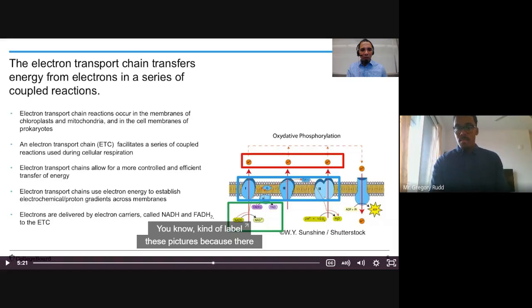So this is the process of oxidative phosphorylation. Oxidative, I think it's with an I actually. Using energy from electrons to combine ADP with a phosphate group, making ATP.